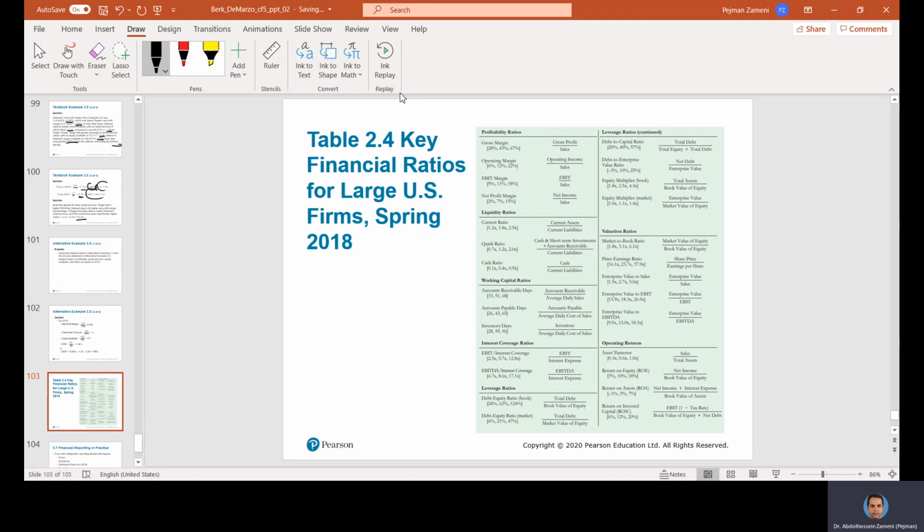Okay, this slide shows the summary of all these ratios that we have: profitability ratio, liquidity ratio, working capital ratio, interest coverage ratio, leverage ratio, valuation ratio, and operating returns.